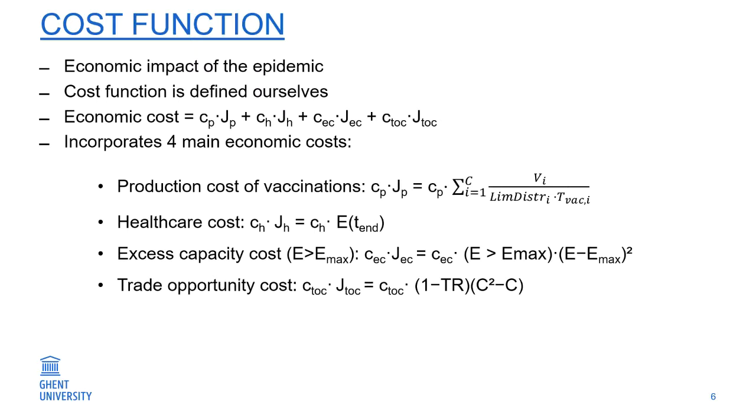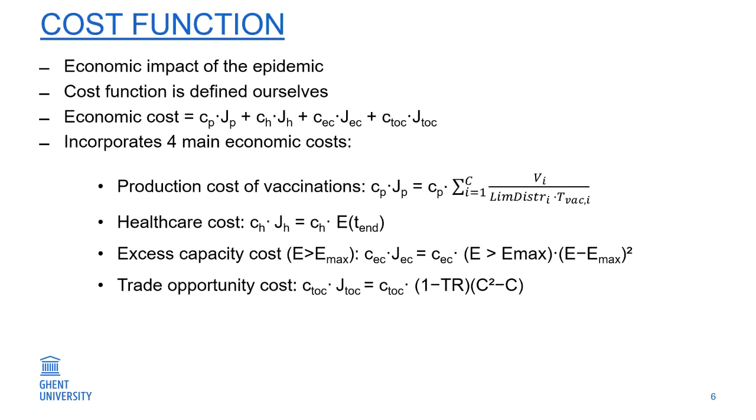The first cost is a production cost. The numerator of this cost depends on the amount of vaccinations in each city, and the denominator depends on the vaccination time in each population and the contact rate between the respective city and the city where the factory is located. The healthcare cost depends proportionally on the epidemic size. The epidemic size represents the total amount of individuals who got infected over time till the end of the epidemic.